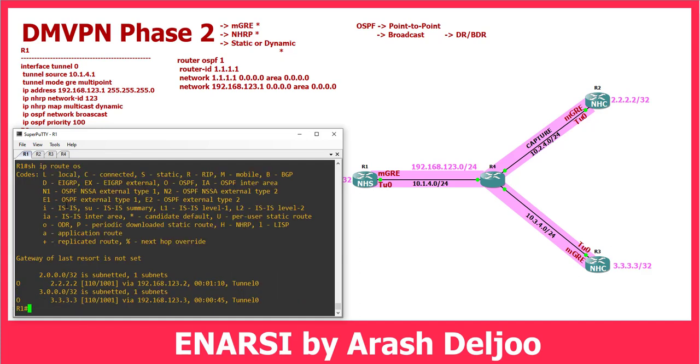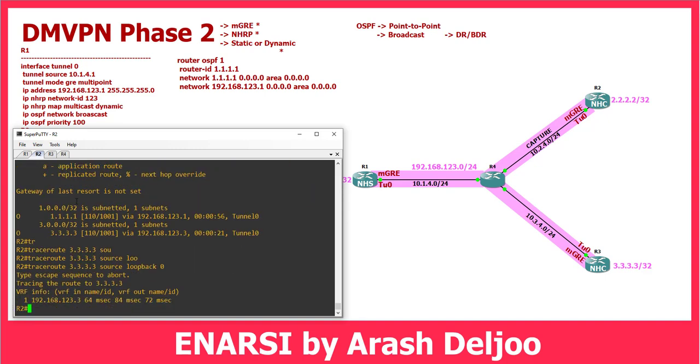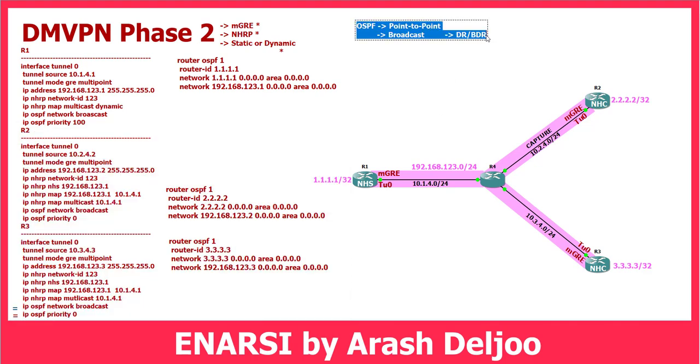In OSPF, we have quad 2/32 and quad 3/32. Then in router 2, let me show you traceroute to quad 3. For example, traceroute to quad 3 with the source of loopback 0, directly to router 3. Everything is working correctly. Because of that, we can use the network type of broadcast. Here we don't have any problem.